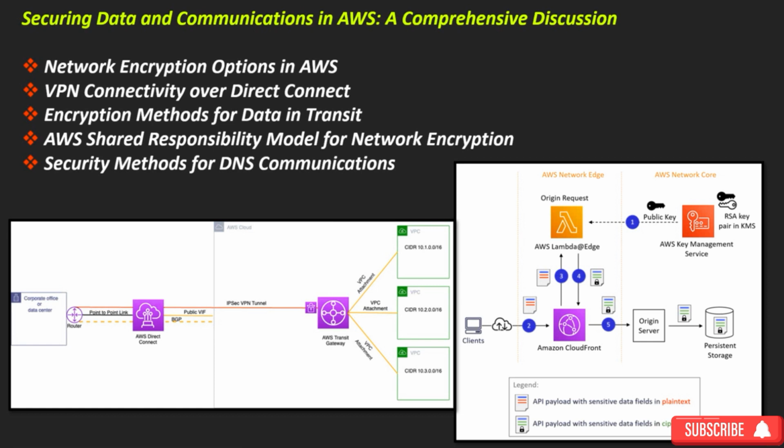So in conclusion, we can focus on securing data and communications within the AWS network. It requires a multifaceted approach, utilizing encryption options, implementing VPN connectivity over Direct Connect, employing encryption methods for data in transit, understanding the shared responsibility model, and adopting security methods for DNS communications. These are all vital components of a robust security strategy we need to focus on. By staying informed and leveraging the available tools and services, business organizations can create a secure environment for their data in the ever-evolving landscape of cloud computing.